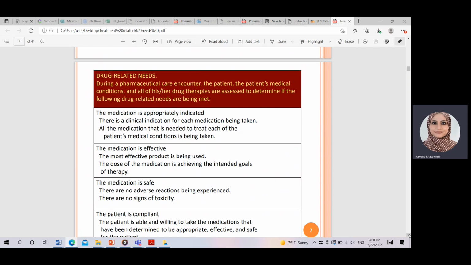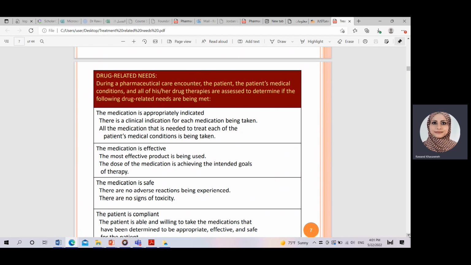Lastly, we have to make sure that the patient is compliant, so the patient is able and willing to take the medications. For example, if the patient has rheumatoid arthritis and dexterity problems, and we prescribe some kind of injectable medication, or the drugs are dispensed in a child-resistant container, it will be hard for the patient to open the container to take the medication. So maybe the patient wants to be compliant, but he is not able to open the container to take the prescribed medication.